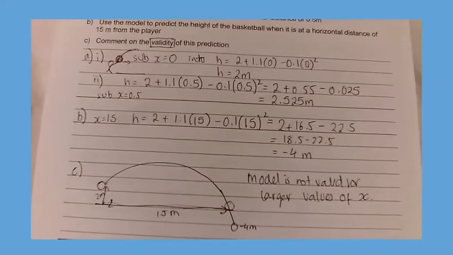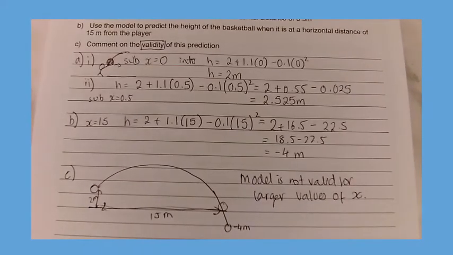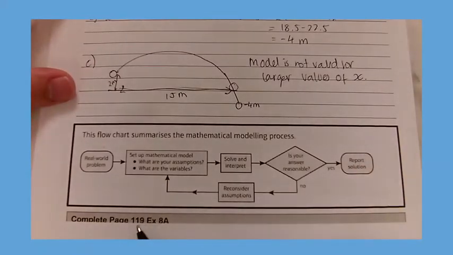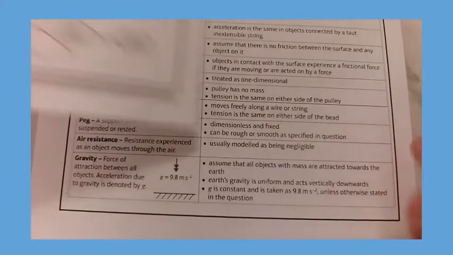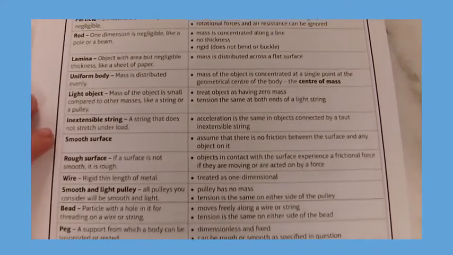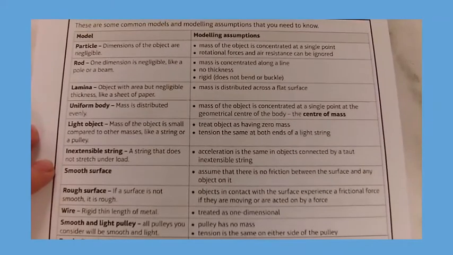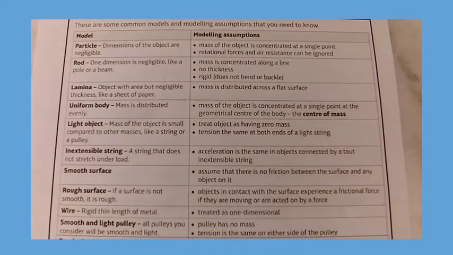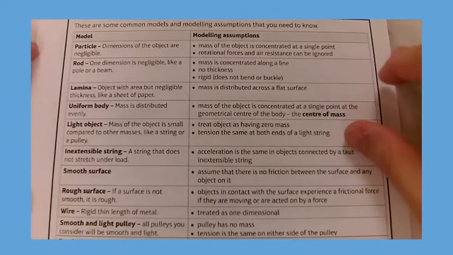So that was a quadratic model, and obviously there are some exercises at the end of this page, page 119, exercise 8a. I would also like to have a look at some modelling assumptions, which are on the next page in the workbook. Mathematicians like to use these assumptions to make our models a lot easier to deal with, but also to disregard any information that we don't think is important.